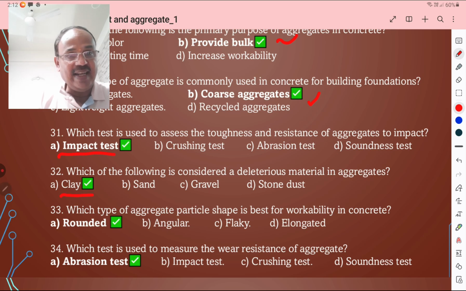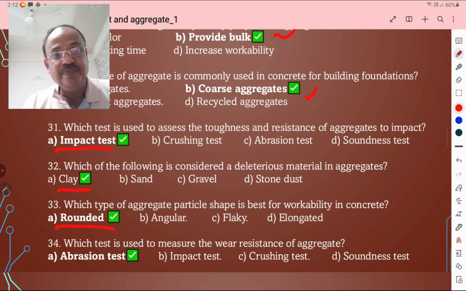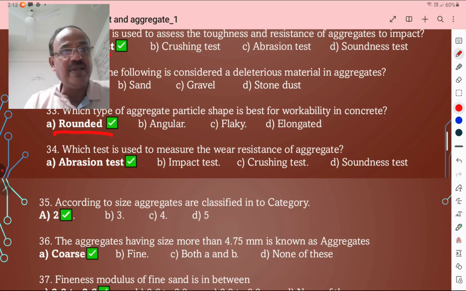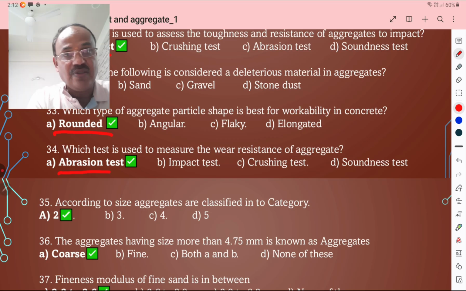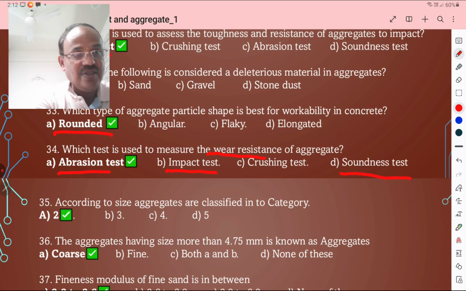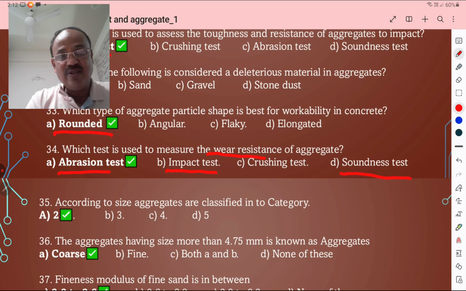Which type of aggregate particle shape is best for workability of concrete? A rounded aggregate is best for workability. Which test is used to measure wear resistance of the aggregate? Abrasion means wear resistance. So for wear resistance, abrasion test is used. For impact, meaning sudden application of load, impact test is used. Crushing means compressive strength, and soundness test is used to measure the soundness.